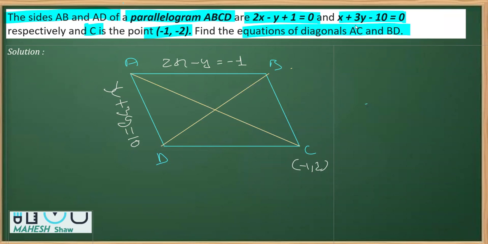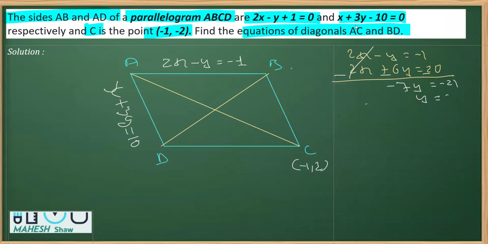Now let's first obtain the equation of AC. In order to obtain the equation of AC, we can get the coordinate of A first. So I'm writing this equation here, that is 2x minus y equals minus 1. And the other equation, I'm multiplying by 2, so it comes out to be 2x plus 6y equals 20. If I use elimination here, subtracting, this is minus 7y equal to minus 21, which implies y is equal to 3.